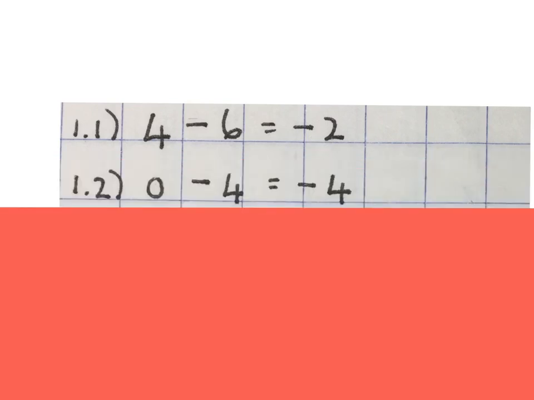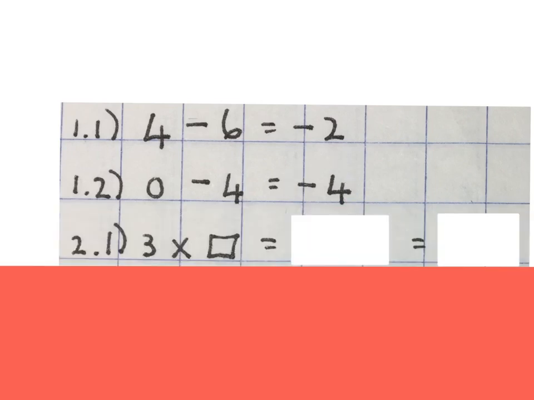You have to understand your integers. Here we have 0 minus 4. Some people in their brain have an idea that says, but I can't minus 4 from nothing. Yes, you can in maths. This is algebra. The answer is I still have to minus 4. So the answer is minus 4.